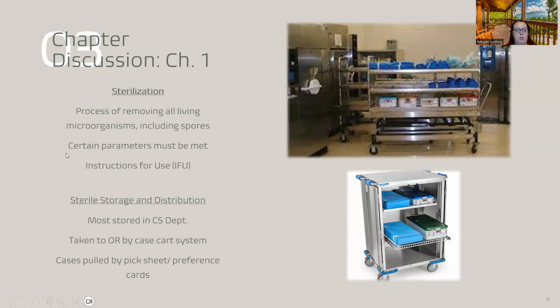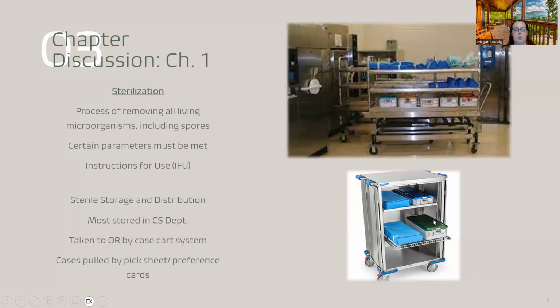So along with the central sterile department, you're also going to have a sterile storage area and a distribution center, because remember, it's the heart of the hospital. So most of the sterile storage areas for the hospital are basically attached to that department. If we are using the sterile storage to go to the OR, most are going to use some sort of cart system, or it's called a case cart. That's what this picture is here at the bottom. That's called a case cart system.